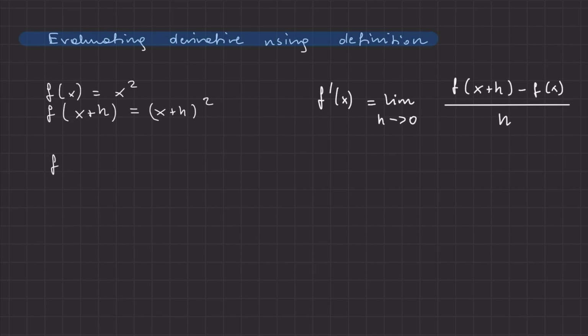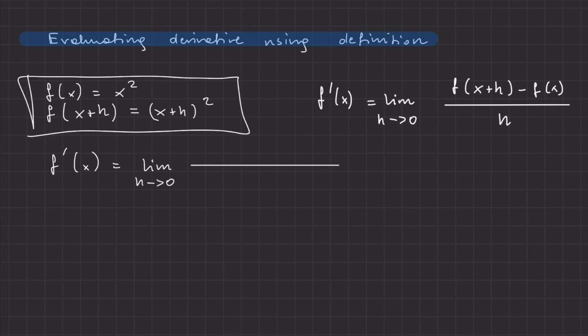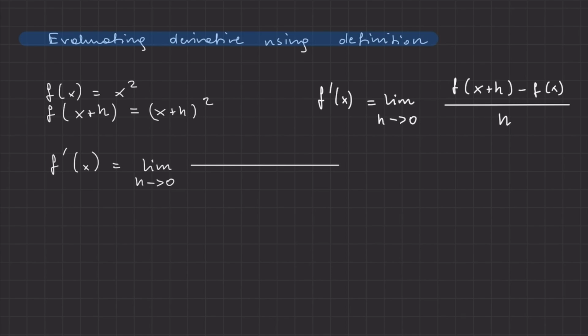So we will have to write derivative equals limit as h goes to 0, and plug in every factor that we calculated earlier. So f of x plus h will be (x plus h) squared minus f of x, which is x squared. And we will divide by h as in the formula. Okay, so we have to simplify it now.